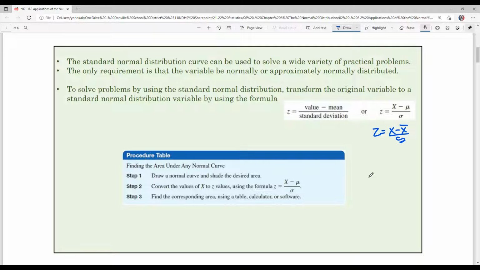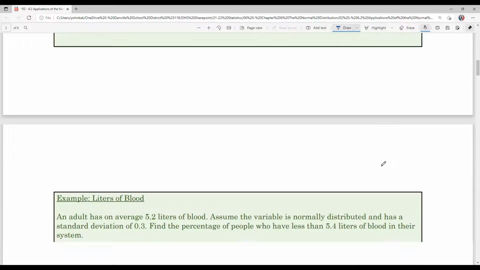There are 3 steps to finding the area under a normal curve. The first step is to draw the normal curve and shade the desired area. So you're going to be drawing a normal curve for every problem. Then we're going to convert the values of x to z values using the formula above. And then we're going to find the corresponding area using a table, the calculator, or software. We're going to be using the z-score table.